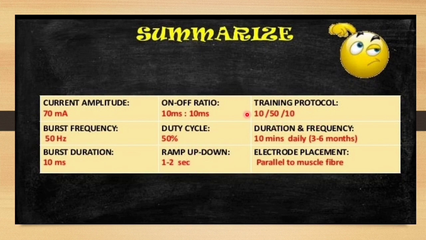The commonly used training protocol for muscle strengthening is 10 seconds of on, 50 seconds off, and this cycle will be repeated 10 times. Duration and frequency: 10 times daily. It should be used daily for around 3 to 6 months in order to have a better gain of muscle strength. And the electrode placement should be parallel to the muscle fibers. So this is all about the Russian current.